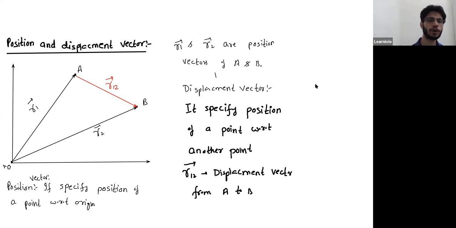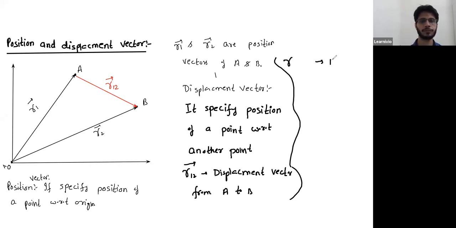So Rania, if I want a displacement vector from B to A, what would be its name? What should be its name? Yes, R21. So the displacement vector from B to A is moving from R2 to R1, so I call this R21.